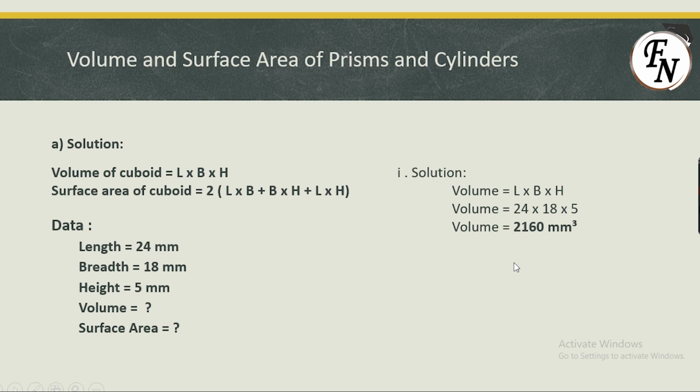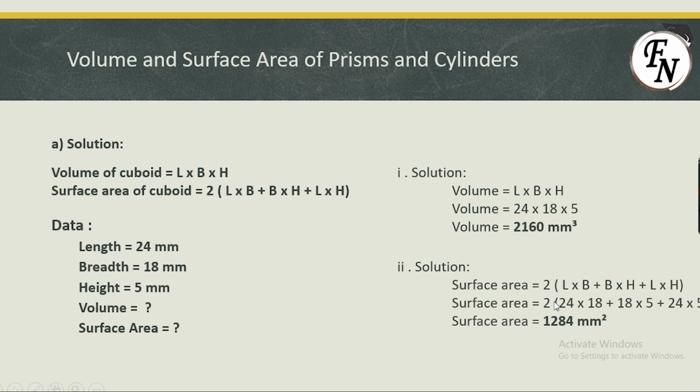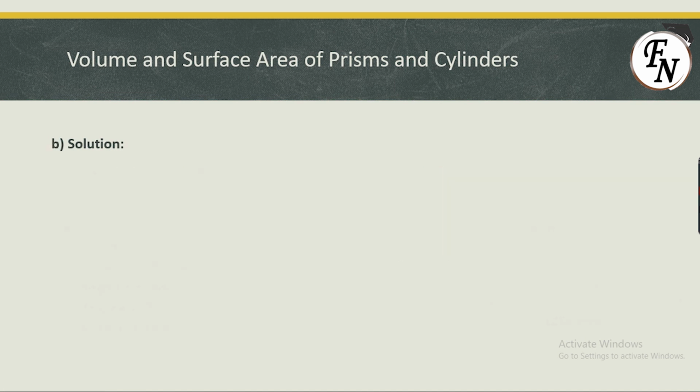Moving to the surface area part, we have the formula and all the dimensions given, that is length, breadth and height. So we will substitute all the values in here, and first we will use BODMAS to solve within the bracket, and then we will multiply it by 2 and we will get the answer as 1284 millimeter square. Now this was a simple part. Now moving to the next part, which is a bit different.